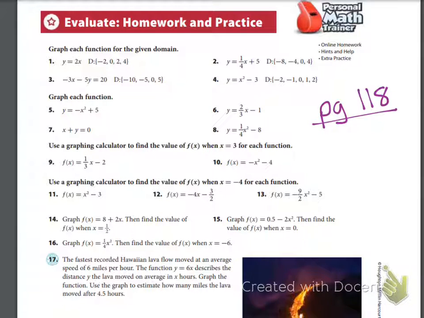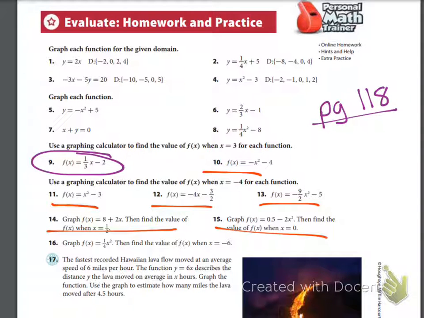Alright, so if you want to get out your textbook, that's great. You probably don't have it though because it's probably at the classroom. You can just write this down on a blank sheet of paper and answer this question there. So I'm going to do number 9 right there. You can do any of these. You could do number 10, number 11, 12, 13, 14, 15, or 16. They're all done the same way. It's just a matter of typing it into the calculator.